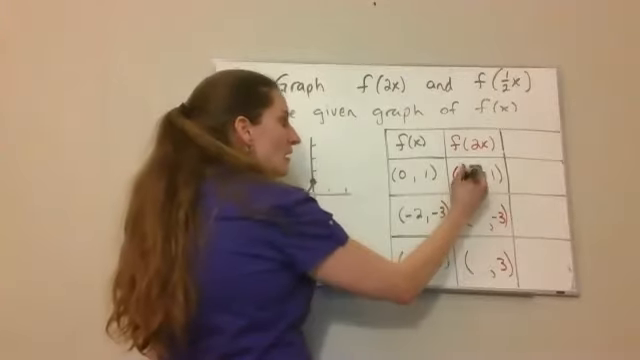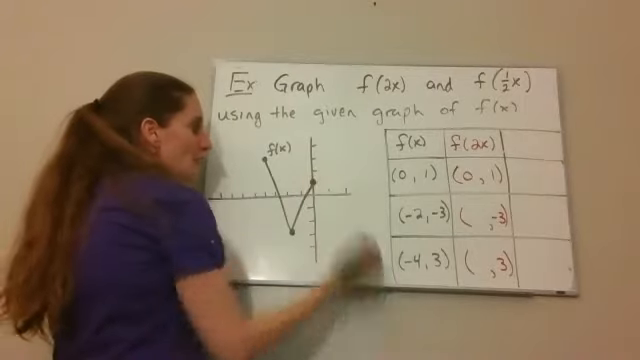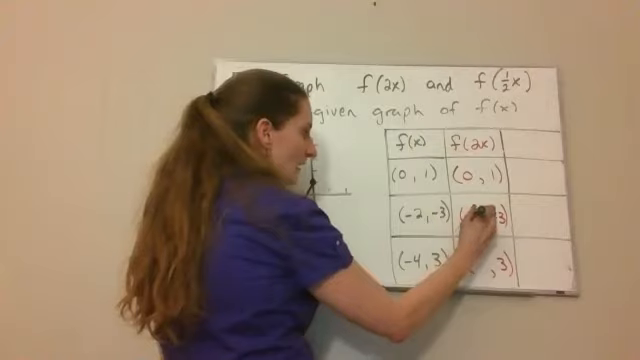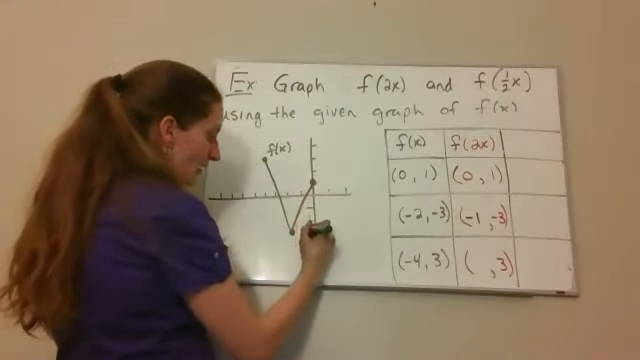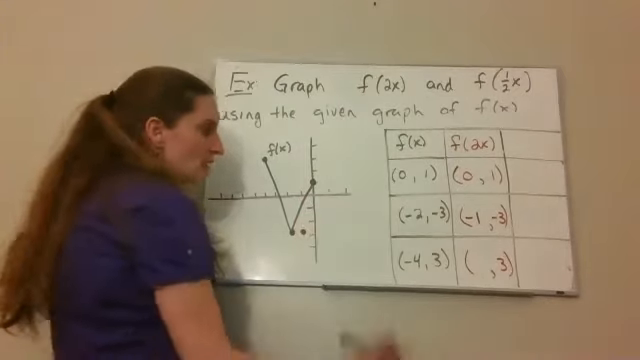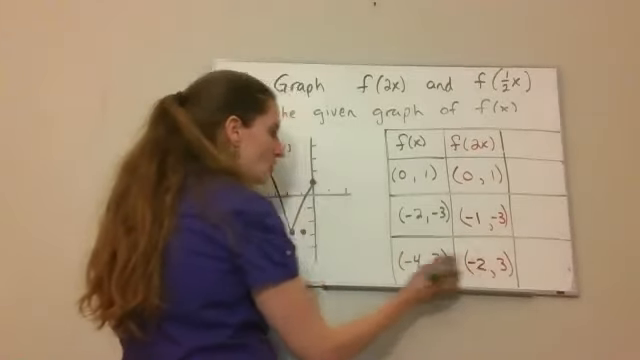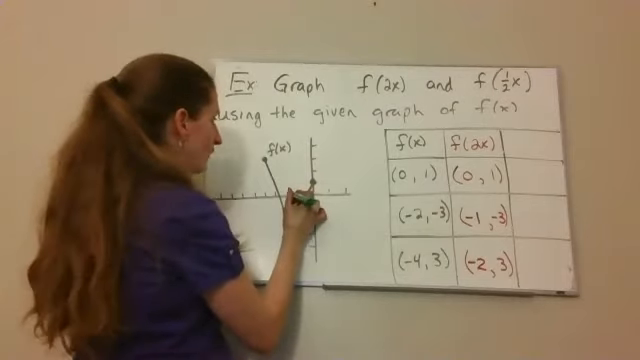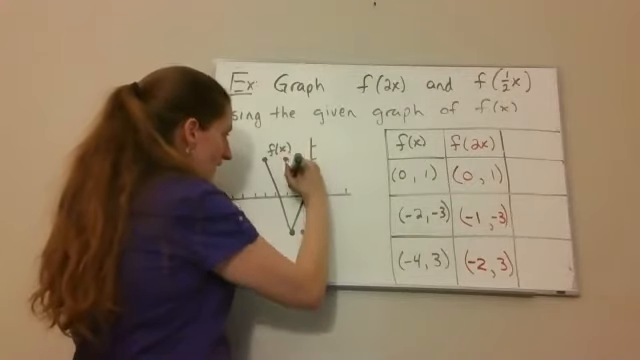So 0 divided by 2 is 0. So I'm still going to have a point here at 0, 1. My -2 divided by 2 is -1. So I'm going to have a point at -1, -3. This x coordinate of -4, when I divide it by 2, I get -2. So I get a point at -2, +3. And then I connect the dots.